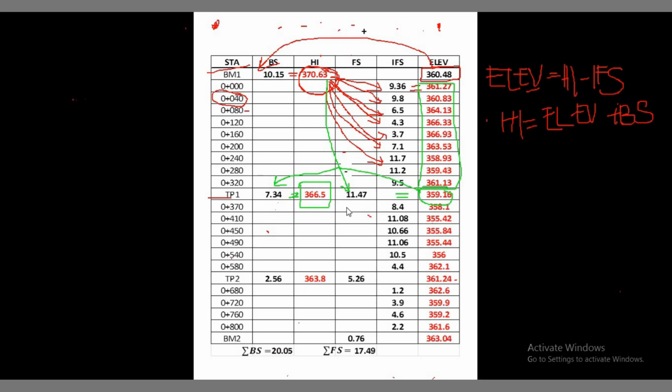No naalak di height of instrument nga 366.5, minus ko ulit ni IFS nga 8.4, maalak di ay 358.1. Minus ko ulit di 11.08, maalak di 355. And so on and so forth. Maalak dagiti nga values. Paki-double check man.